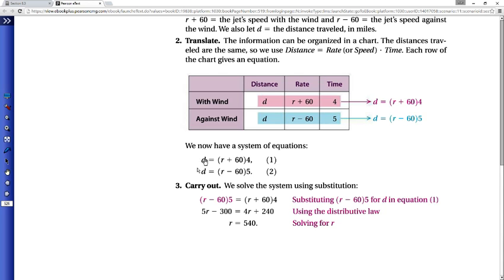And now we can get this. Probably, when I see things solved for a certain variable, it's almost always the best strategy to use substitution. So they substitute in the R quantity, R minus 60, all times 5, in for the D in the first equation. Then we have an equation with one variable. We solve that and we get R equals 540. Now R means rate, right? So we're talking about going 540 miles an hour. That's the plane speed.